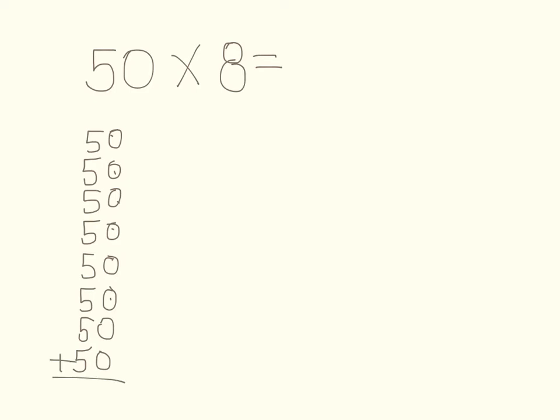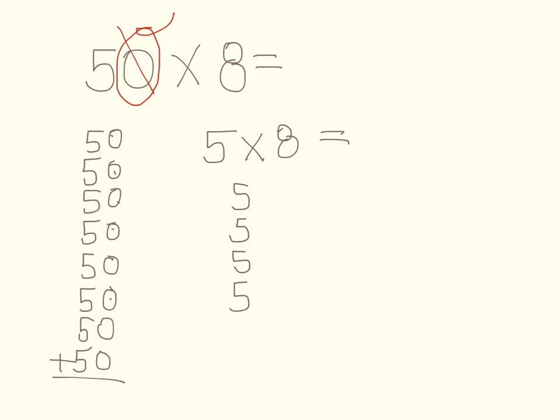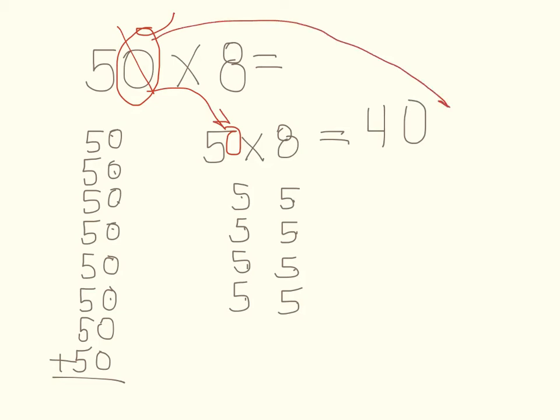The new way, if we take that 0 and we don't look at it at first, take it out of there, we turn this problem into 5 times 8. That is much easier to figure out. 5 plus 5 plus 5 plus 5, another 5, another 5, another 5. Let's count by 5s. 5, 10, 15, 20, 25, 30, 35, 40. 5 times 8 is 40, but 50, let's put our 0 back in now. 50 times 8 is 400. So it has to do with the 0.